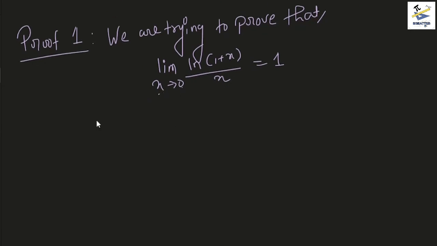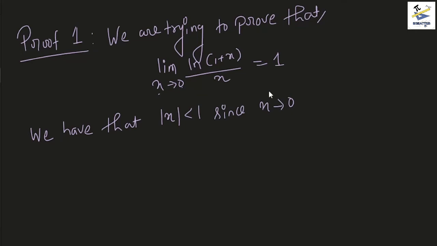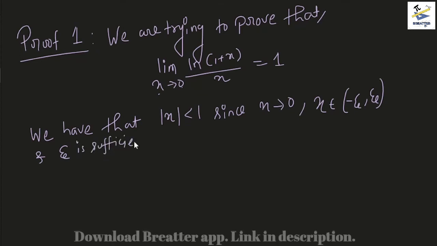Well, first of all, x tends to 0, so this obviously means that mod x is less than 1, since x tends to 0, so x is in the close neighborhood of 0, right? So it's like an epsilon distance, which is very small. We can consider it as small as we want, and it's in that distance around 0. So basically x lies in an interval like this, minus epsilon to plus epsilon, and epsilon is sufficiently small.